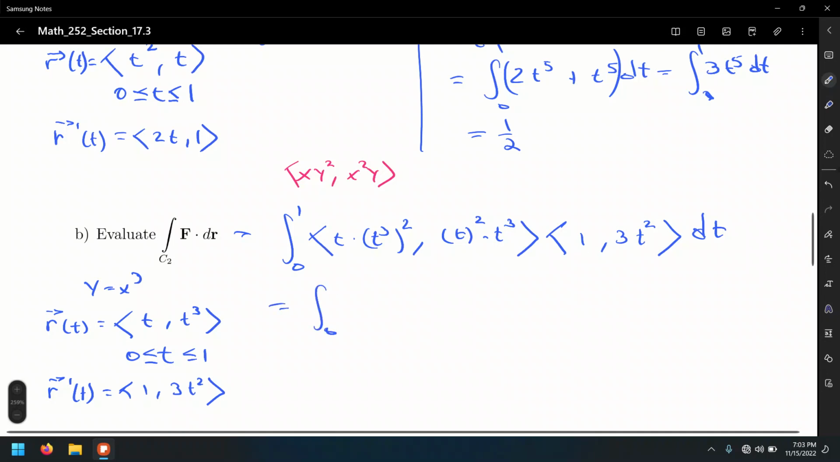So that's the integral from 0 to 1. Careful here. Power of another power, we multiply the powers. That's t to the 6th times t, that's going to be t to the 7th. And over here, t squared times t to the 5th, times t cubed, that's t to the 5th. Everything else remains the same.